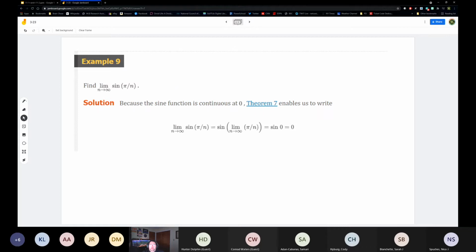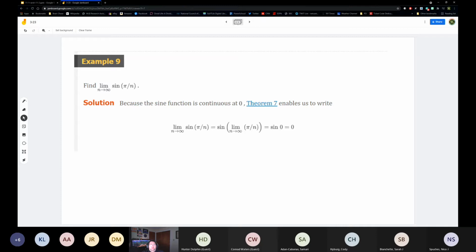Let's look at a trig one real quick. So we've got sine of pi over n. Because the sine function is continuous at 0, since it's continuous there, we can pull out the sine. So I'm looking at the limit of the middle piece there. The limit of pi over n, as n gets infinitely large, is going to 0. So this is really going to the sine of 0, which is 0.